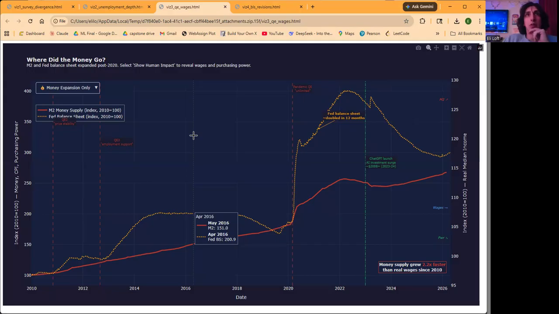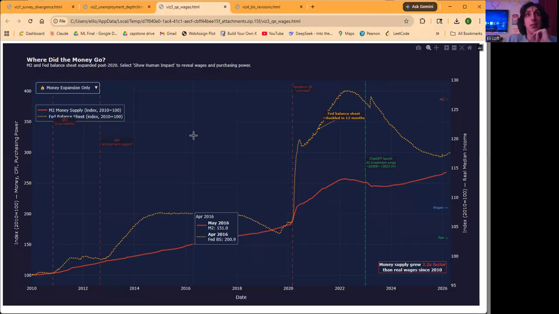The Federal Reserve balance sheet reached an index value above 400, meaning it quadrupled from the 2010 baseline. The M2 money supply reached approximately 265, which is a 165% increase. Real median personal income reached approximately 115, which is only a 15% gain across 16 years.